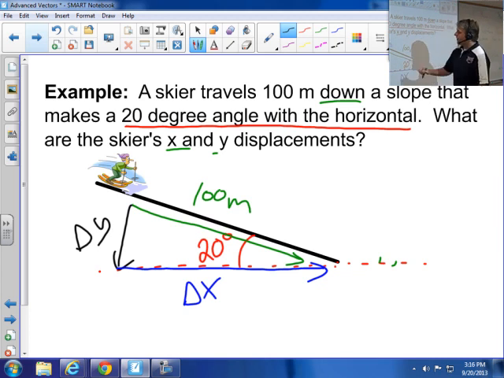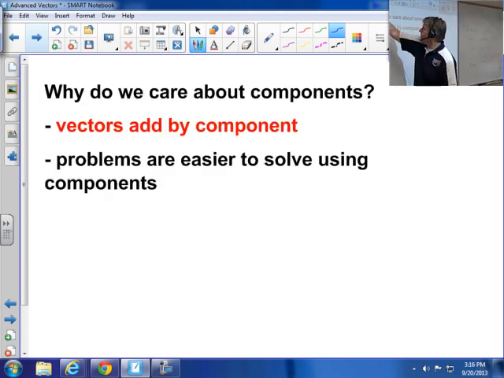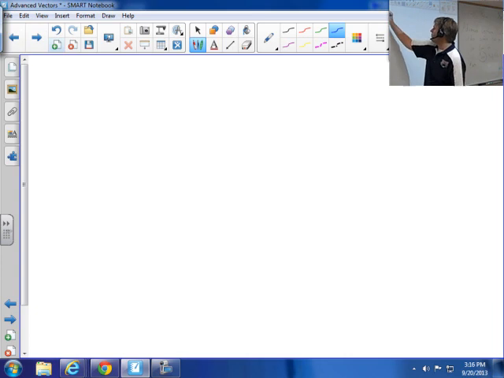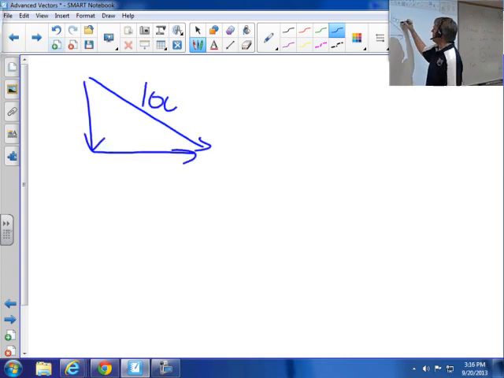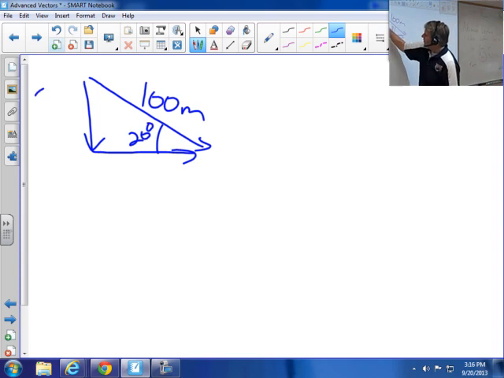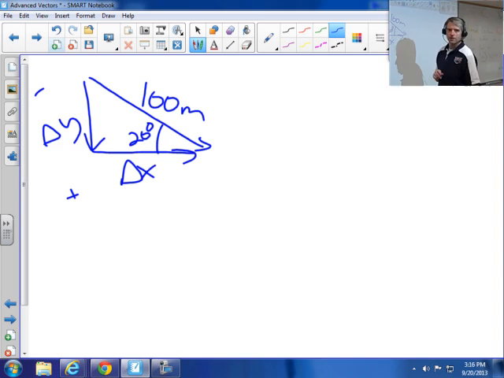All right. If I take a look here at my picture, my y displacement should be negative because it points down, and my x displacement should be positive because it points to the right. Now let me go find the values. Let's give ourselves a little bit of room to work with. I'm going to redraw very quickly our picture, just like this. We have 100 meters. We have a 20-degree angle. We've got a negative y displacement, and we have a positive x displacement.